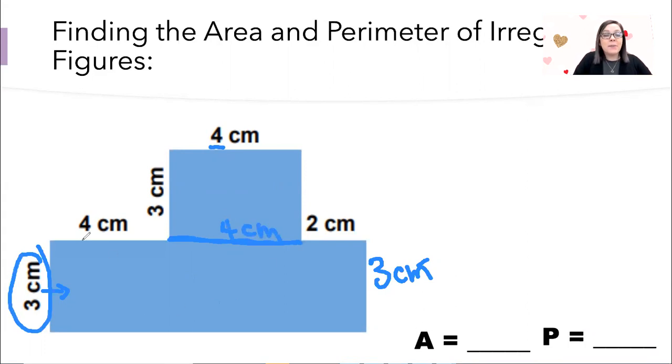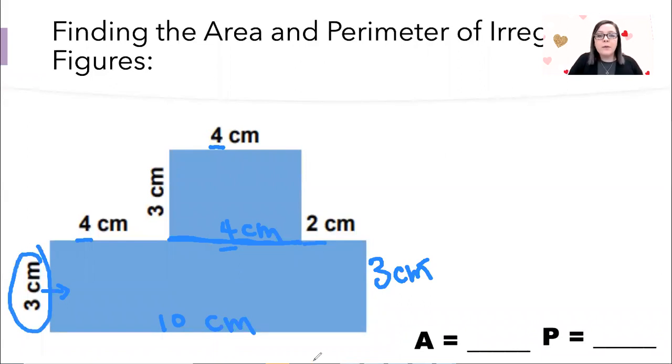And now I can simply add together all of the lengths on this side of my rectangle to give me the total on the other side. So 4 plus 4 is 8, plus 2 more is 10. So I know that the length of this long side of the rectangle is going to be 10 centimeters.